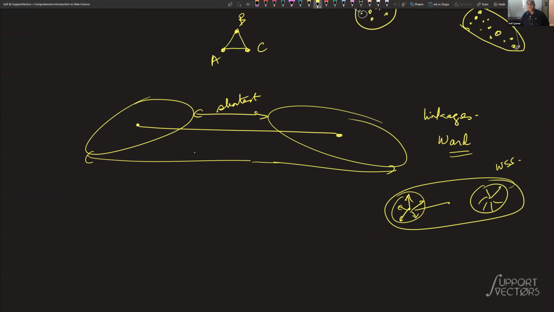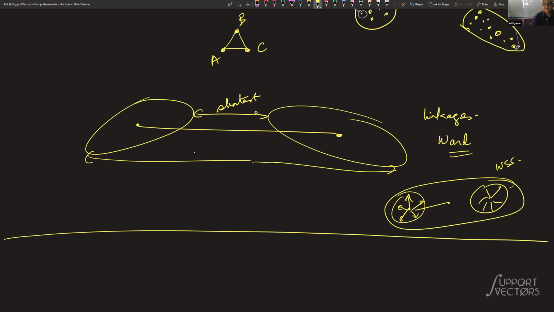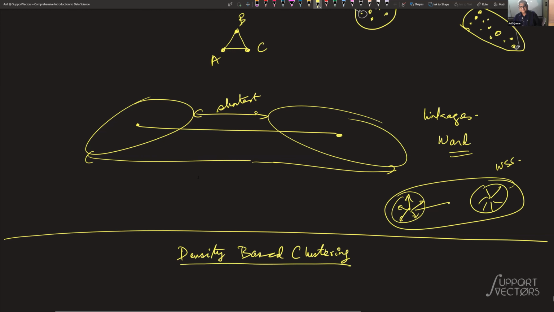bit later. Today I want to focus on a new topic, which is density-based clustering. So before I start, any other questions, guys, from agglomerative clustering?